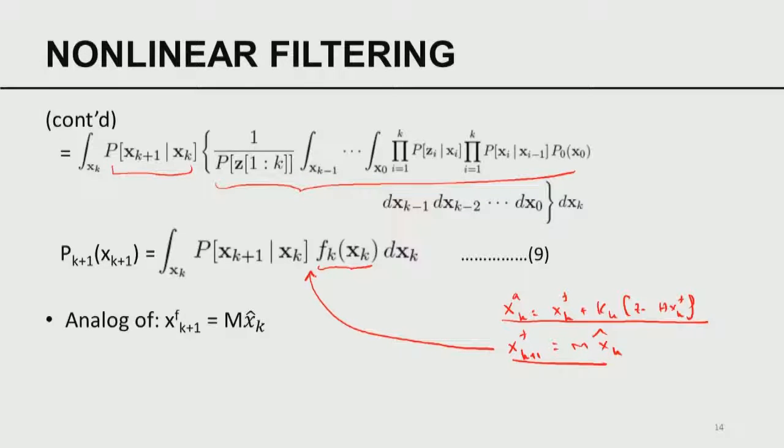Look at this now. The forecast at time k plus 1 in the linear case is the model times the analysis at time k. Now let us look at this here. F of k, what is this? This is the analysis at time k.